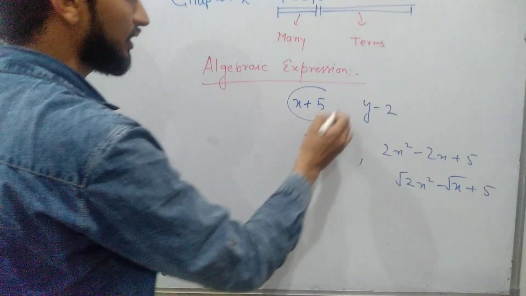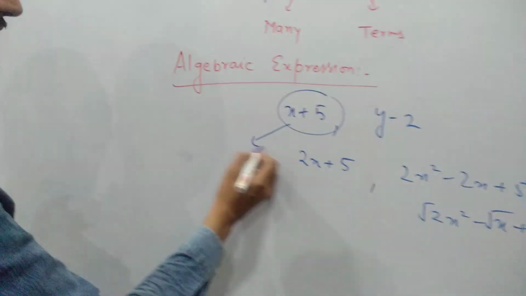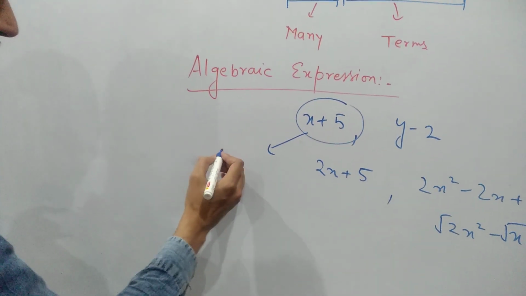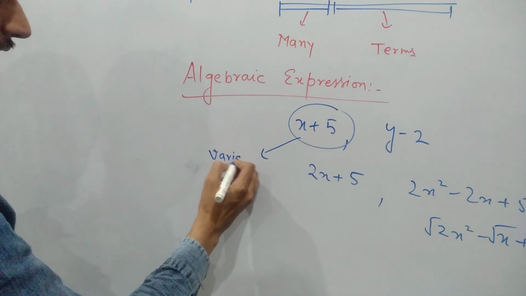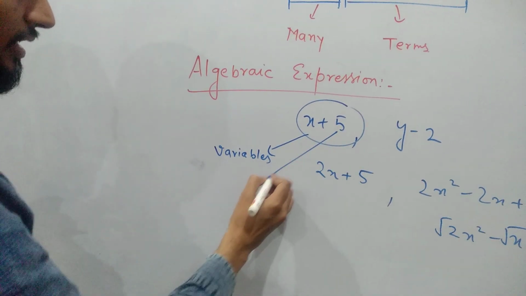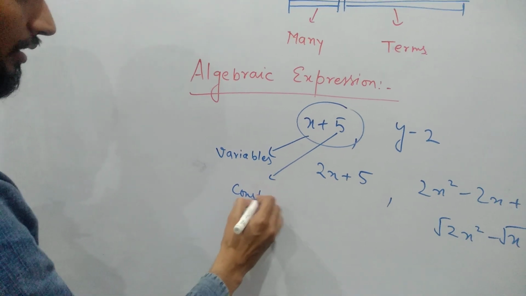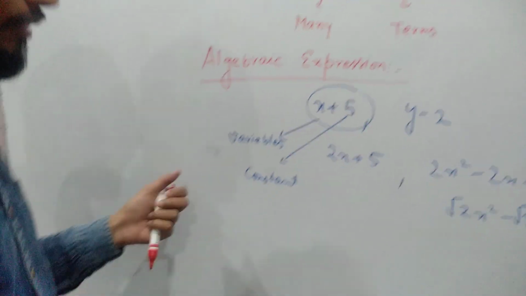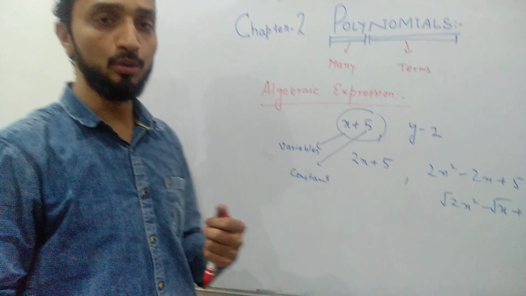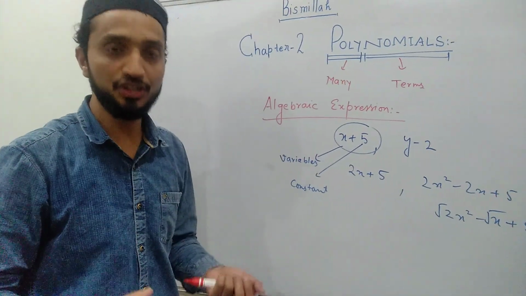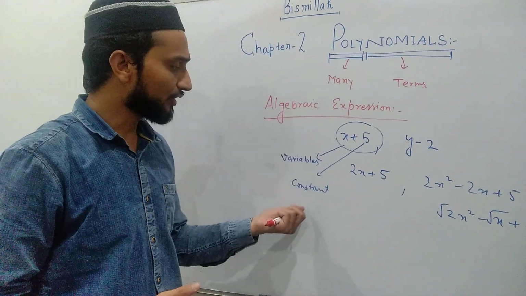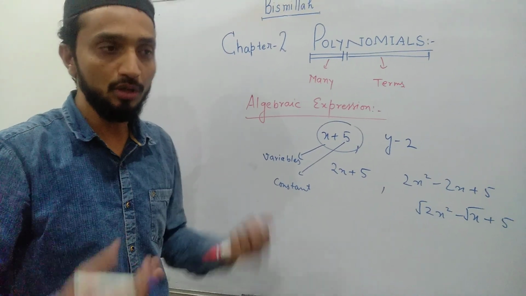Let's see this algebraic expression. Here it is x and 5. So x is known as the variable, right? And this 5 is a constant term. This is called a constant. So what are variables? Variables means whose values change. Constant means their value is not going to change.